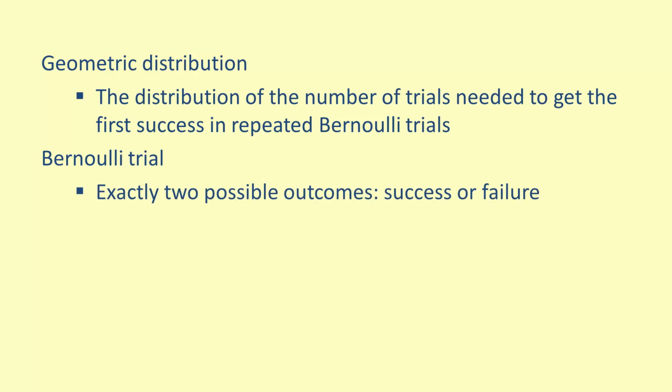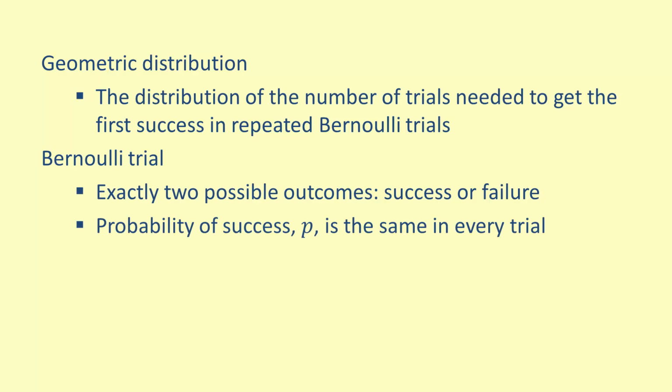The geometric distribution is a distribution of the number of trials needed to get the first success in repeated Bernoulli trials. Recall that Bernoulli trials are probability experiments that satisfy the following properties. There are exactly two possible outcomes in each trial, success or failure.